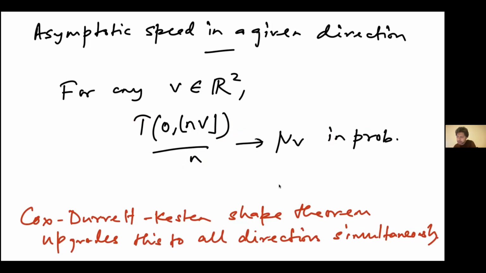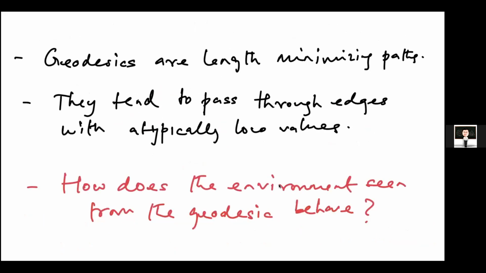And there's this famous shape theorem by Cox and Durrett, later strengthened by Kesten, who proves a version of this result for all v simultaneously, as long as v is on the unit sphere. So every direction has some speed. This tells you that the length of the geodesic between 0 and any direction has some asymptotic speed, and geodesics are length minimizing paths because they're the shortest paths in this metric space.